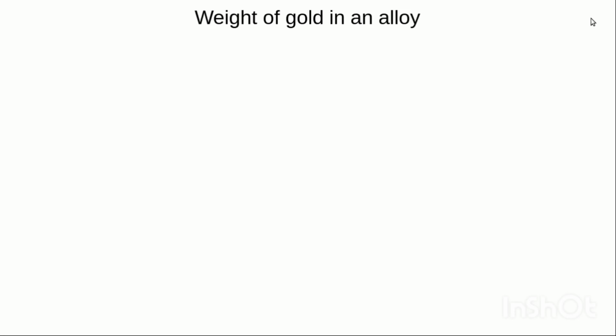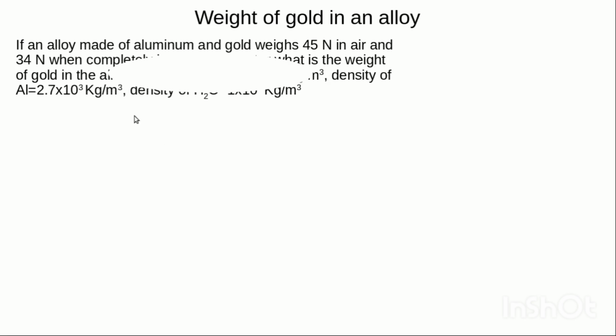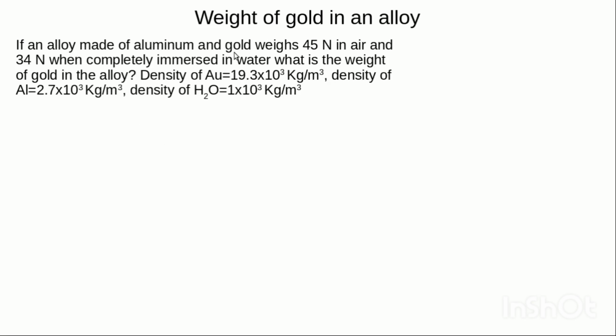In this video, we are going to be taking a look at a problem under density, and the problem we want to solve has the statements below. If an alloy made of aluminum and gold weighs 45 Newton in air and 34 Newton when completely immersed in water, what is the weight of gold in the alloy? The density of gold is given as 19.3 times 10 raised by 3 kg per meter cube. Density of aluminum is given as well, while the density of water is given as this expression.